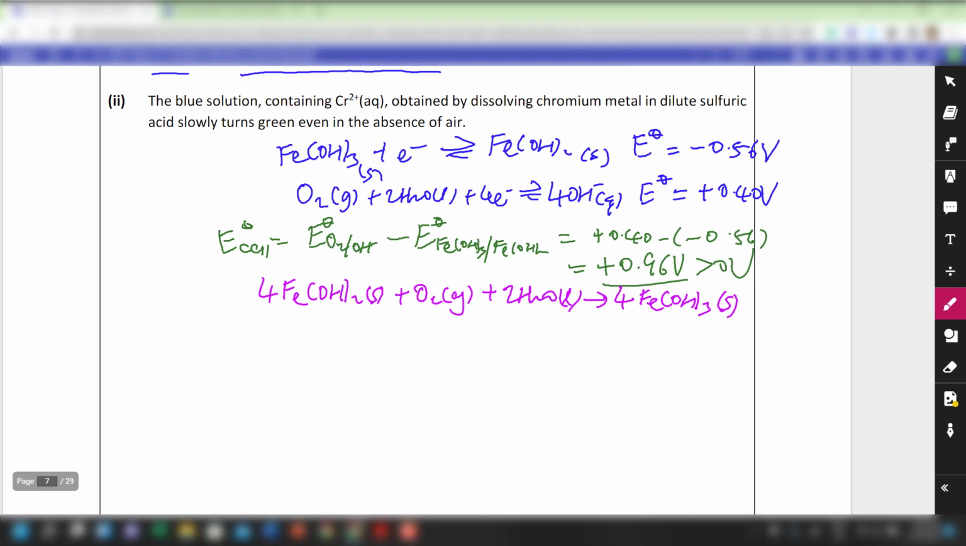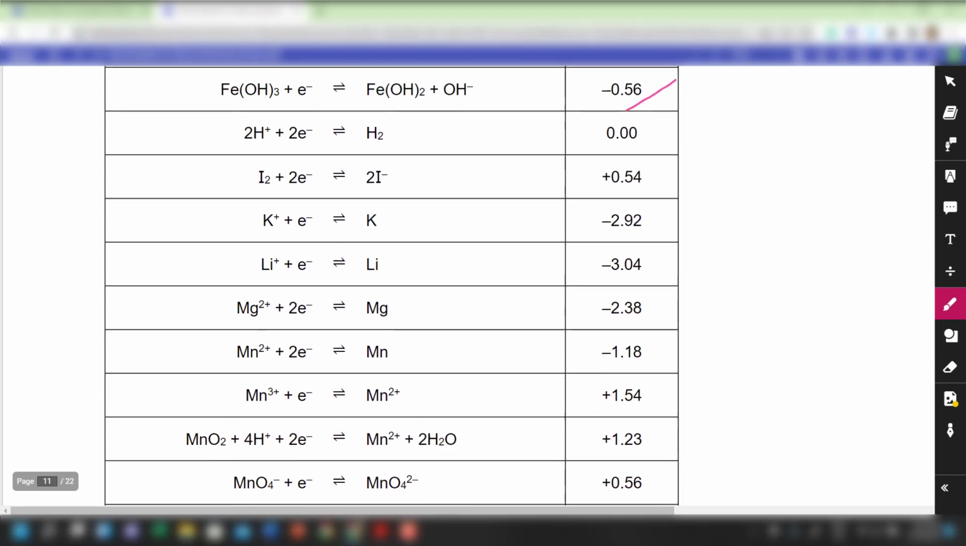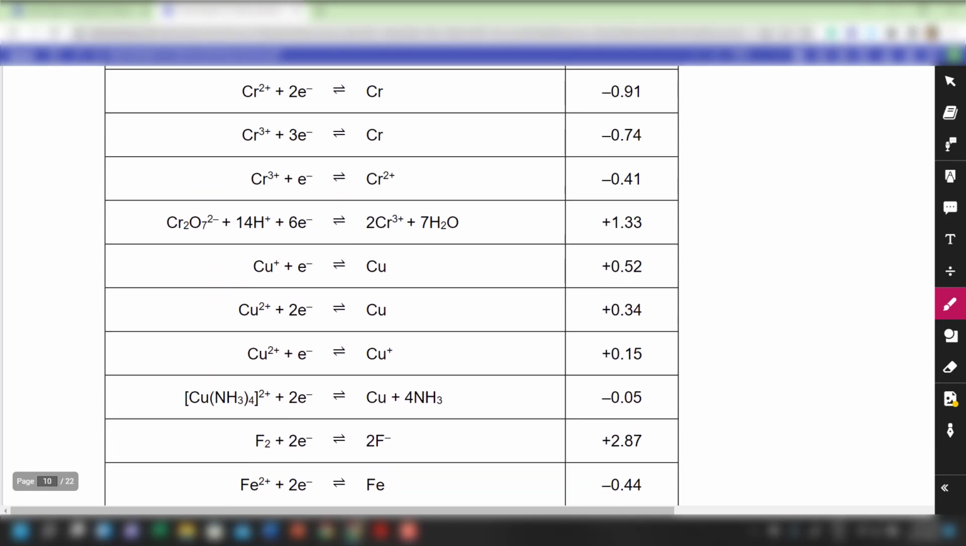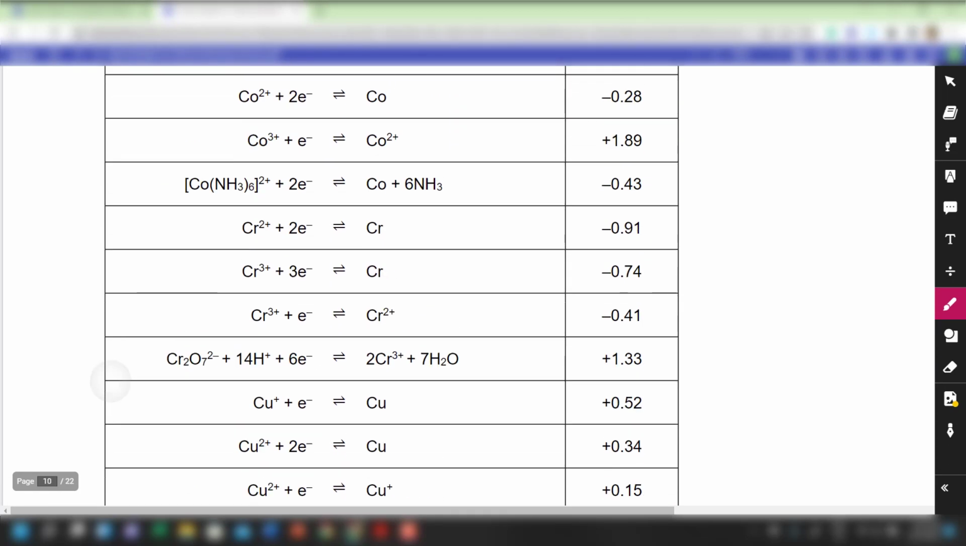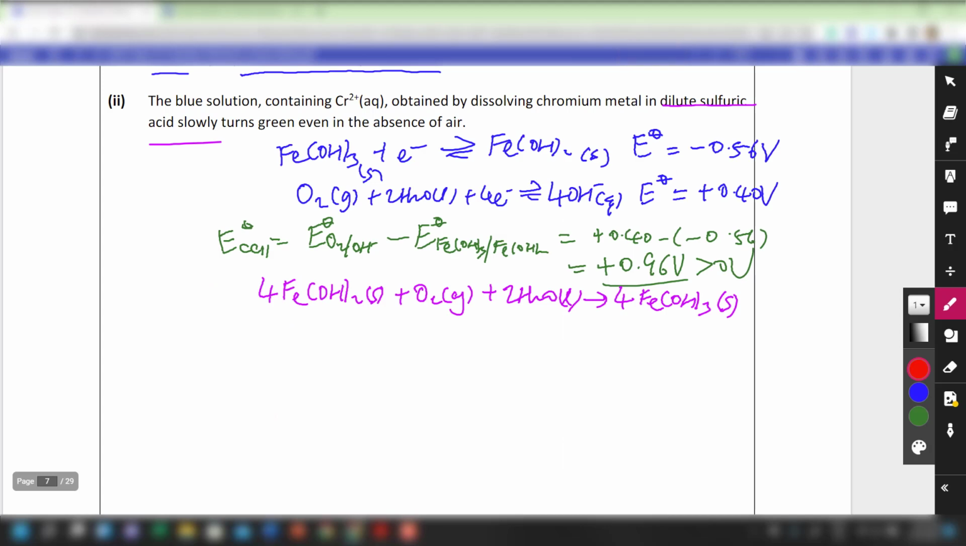In part 2, we were told that the blue solution containing chromium(II), obtained by dissolving chromium metal in dilute sulfuric acid, slowly turns green even in the absence of air. This is in an acidic medium, so we have to take note of the medium in our discussion. First of all, we need to choose the correct system. Chromium is over here, so we are going to choose chromium(III), chromium(II).